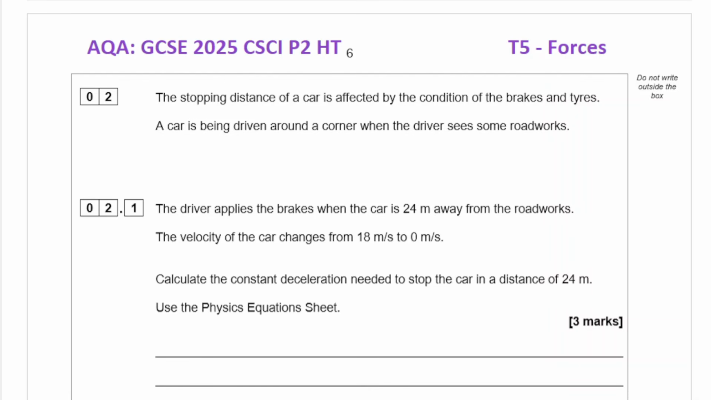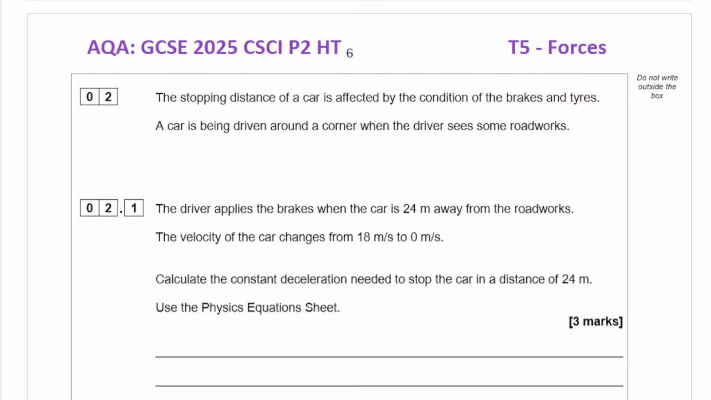In this video, I'm going to go through the AQA Combined Science Physics Paper 2 Higher Tier from 2025. Question number 2 is on the topic of forces. The stopping distance of a car is affected by the condition of the brakes and tires.